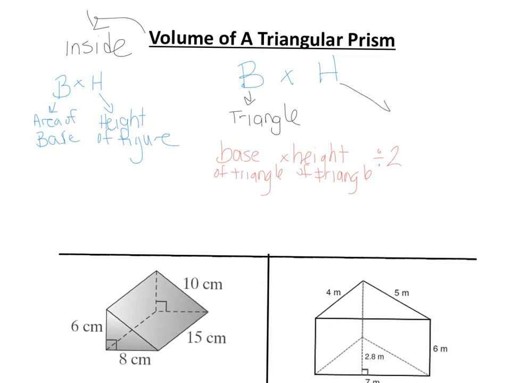That leads us into, this is height of the prism, meaning it's the side not on the triangle. So the technical formula for volume of a triangular prism is base times height divided by 2 times height. So it's like little base times little height divided by 2 times big height.